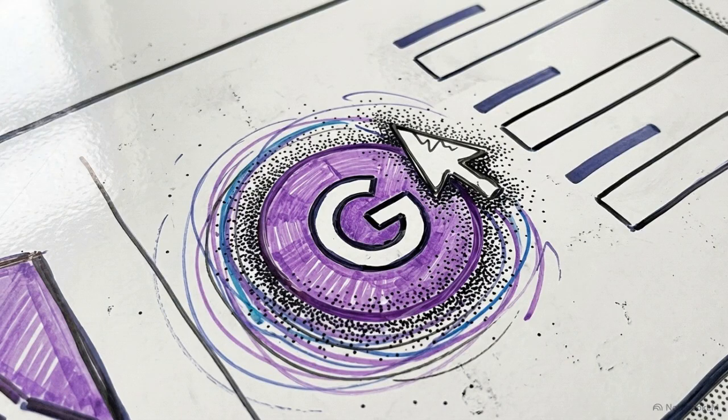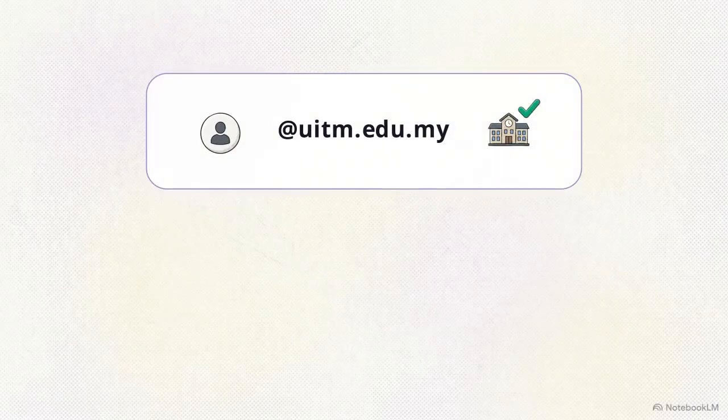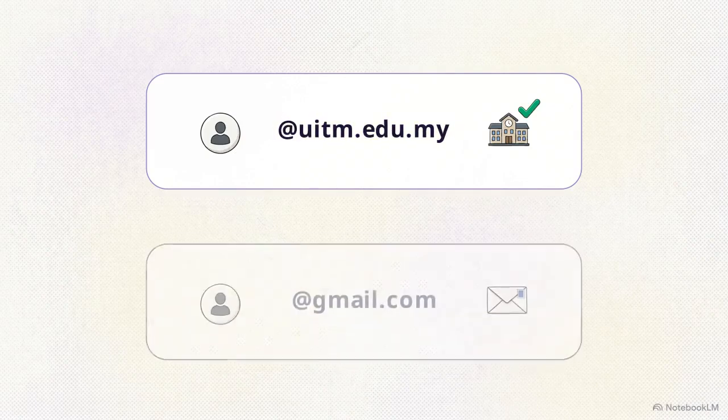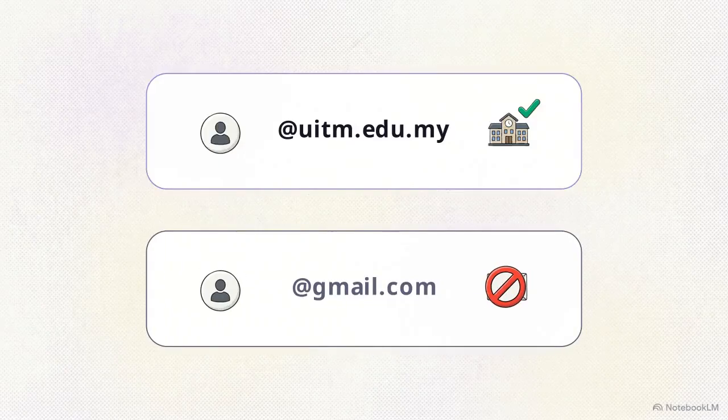Navigate to the right side of the screen and click the Google Sign-In option. Ensure you use your official university account. The platform strictly requires the @utm.edu.my domain for faculty access and will block personal emails.